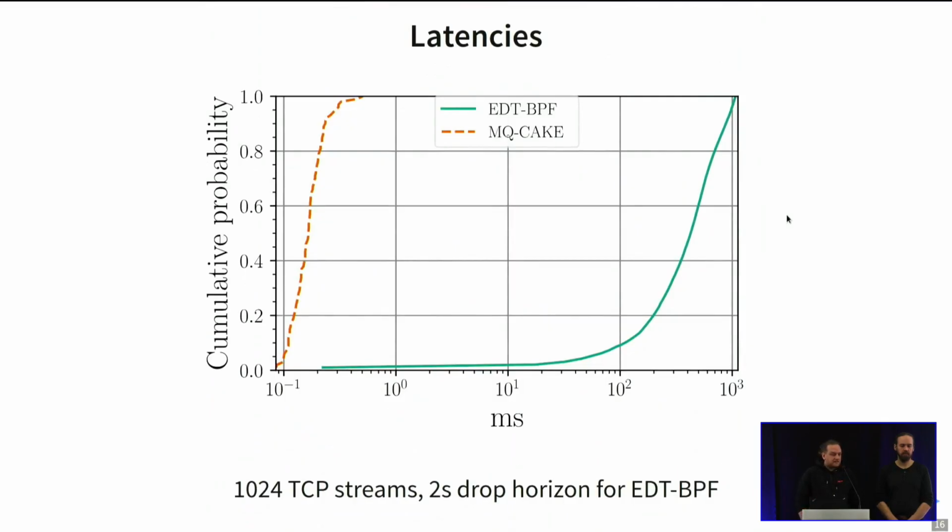And looking at latencies, here we have the latency plot from the EDT BPF test case we saw in the beginning. And we can see here that, as shown already, the EDT BPF approach has delays beyond 1 second, and this delay is correlated with the drop horizon that can be set for this. And MQCake can achieve very low latencies compared to this, which is below 0.5 milliseconds at the 99th percentile.